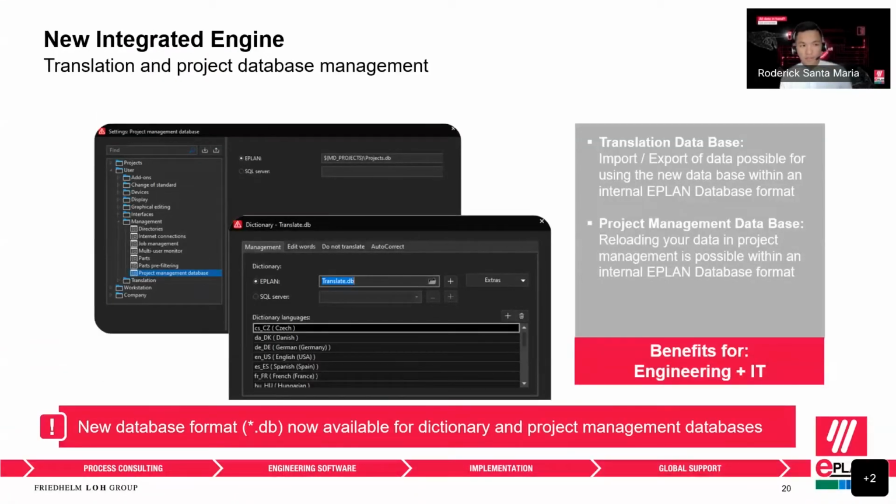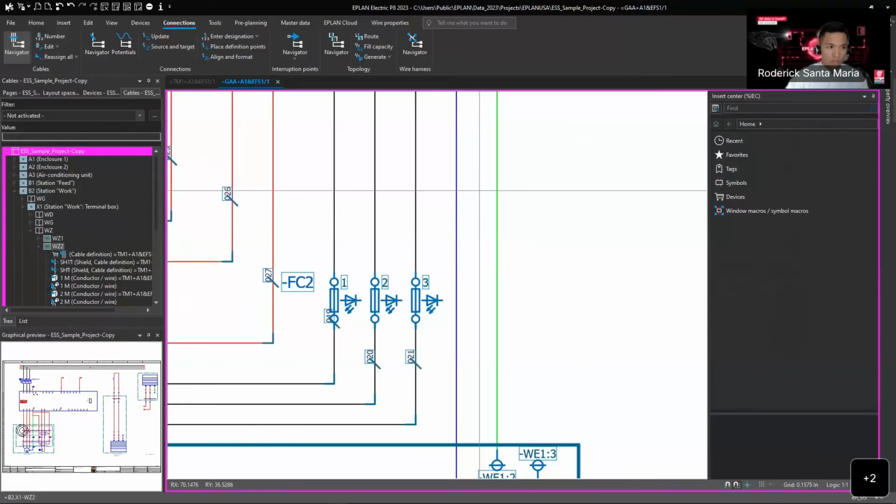We've also added a new internal database management for your project management and dictionary. This means that you do not have to rely on Microsoft Access for these databases. You can also export your old translation and project database without having to migrate it. All you have to do is import it. Obviously, the SQL Server option is still available. If you do not know what I mean, I can show you real quick.